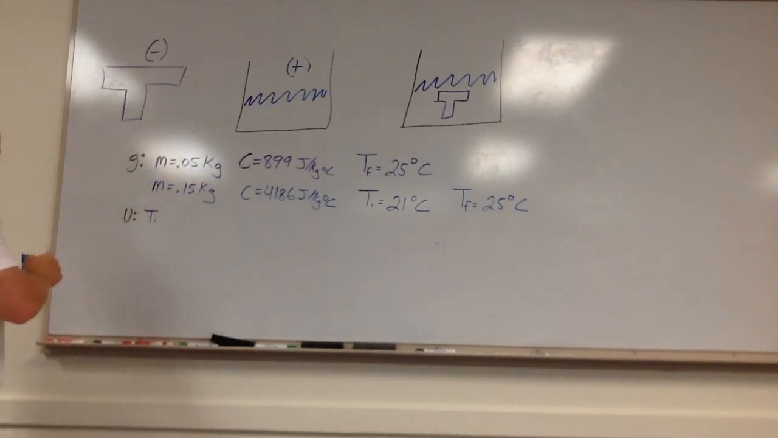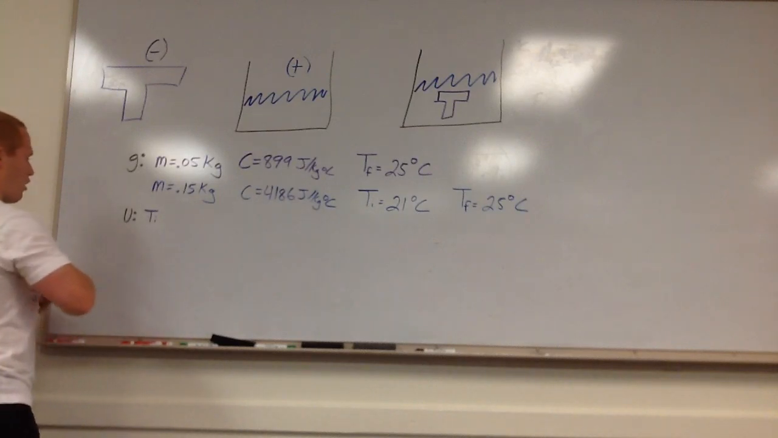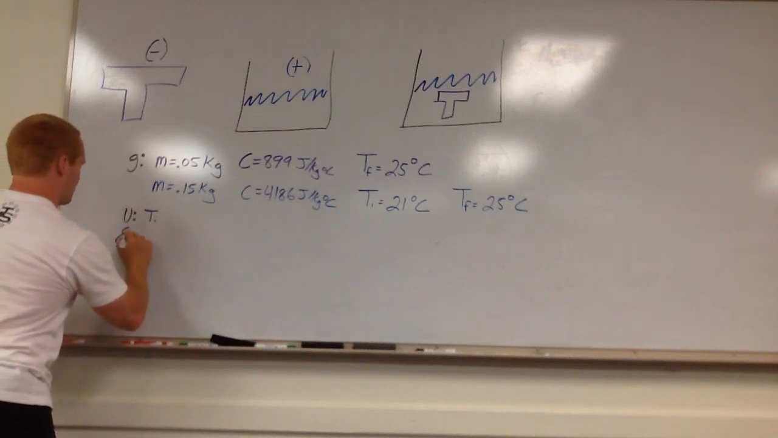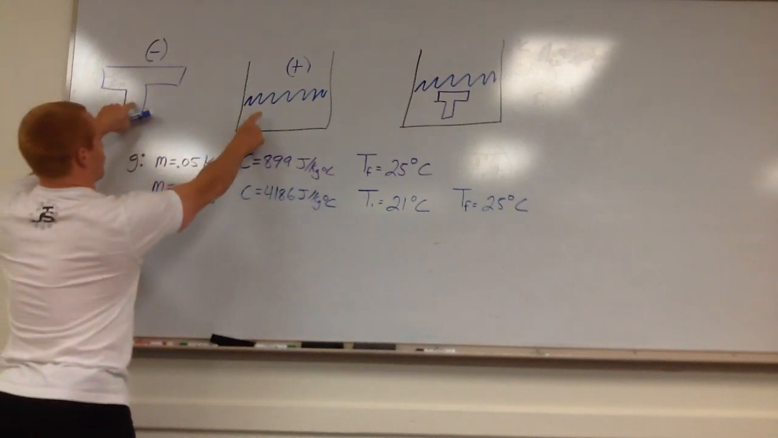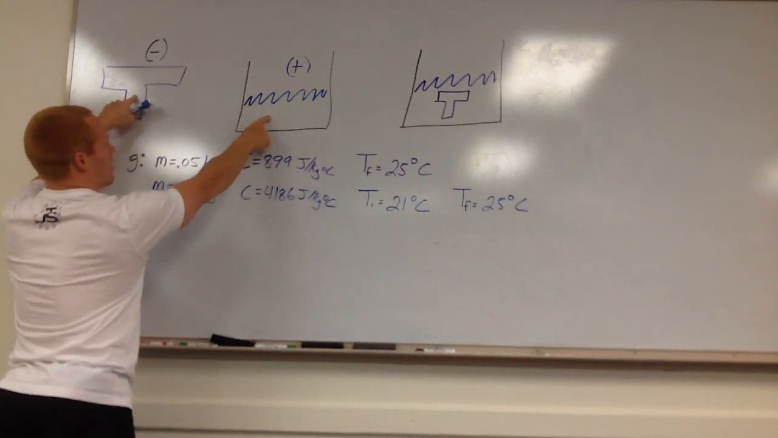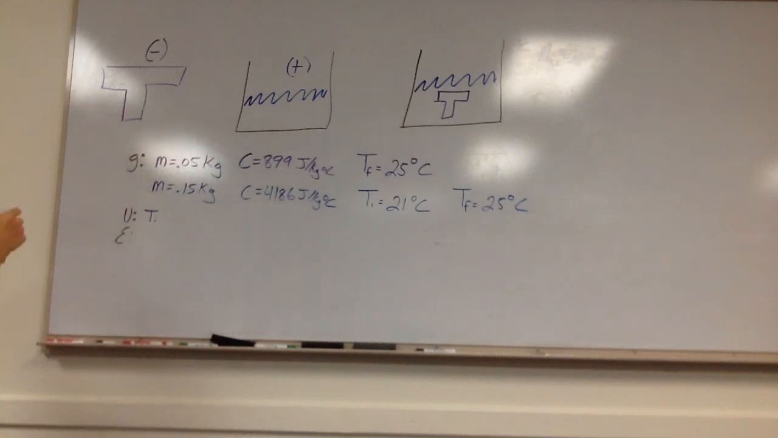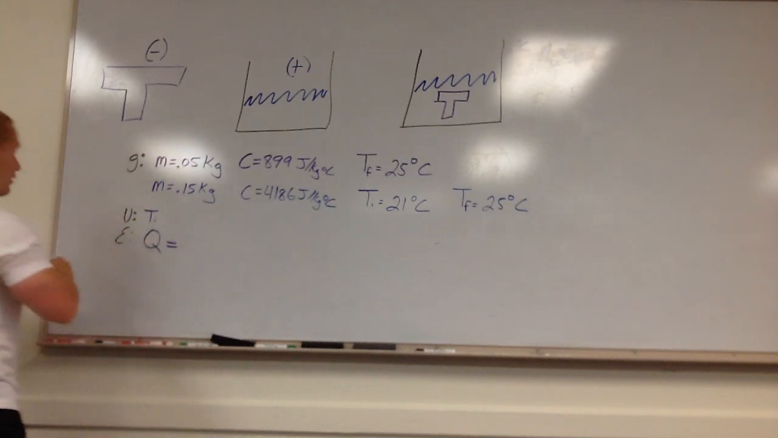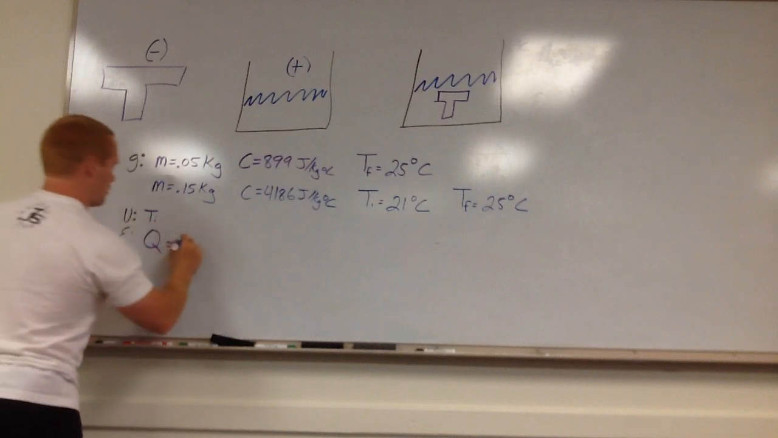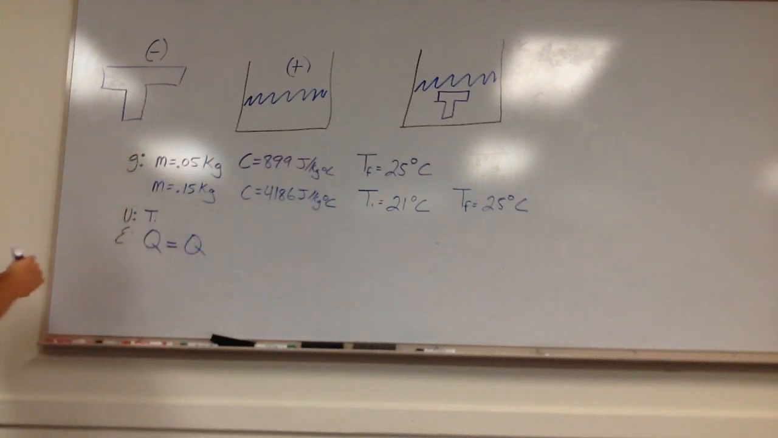That helps us for our equation, because in order for them to come into equilibrium, the energies between the metal and the water have to be equal to each other. So I'm going to set them equal to each other. We're going to have Q equals Q. Very important to remember: metal is negative, so it needs to be negative Q.